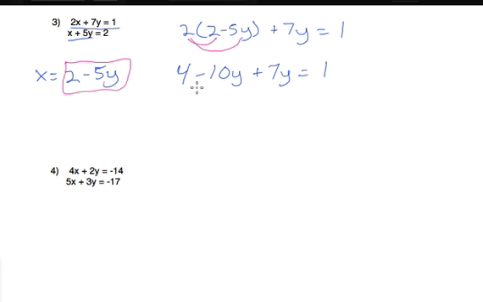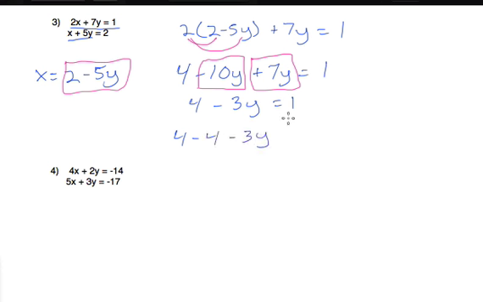Combine your like terms, negative 10y and positive 7y is negative 3y, so that's 4 and negative 3y equals 1. Subtract 4 from both sides. 4 minus 3y equals 1 minus 4, and that gives us negative 3y equals negative 3, which means y equals 1.